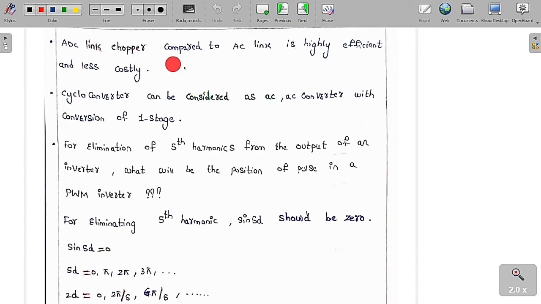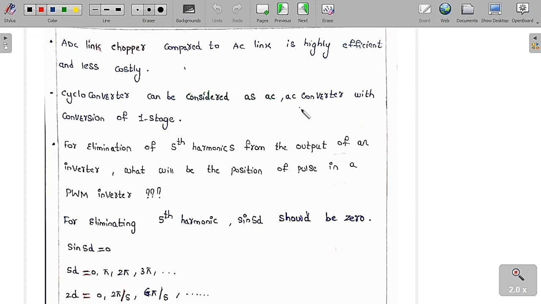A DC link chopper compared to AC link is highly efficient and less costly. Means if you compare the DC link chopper and AC link chopper, then we can say that simply the DC link chopper is very highly efficient and less costly.